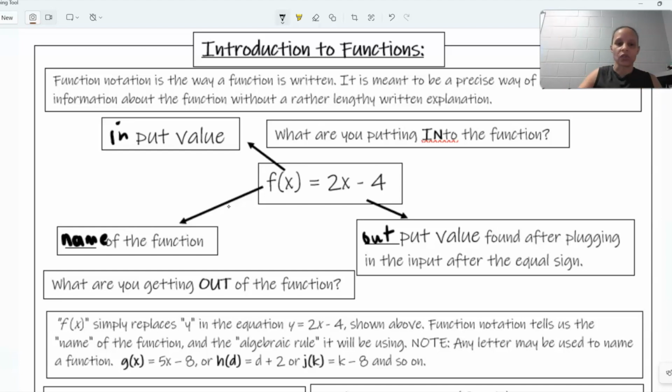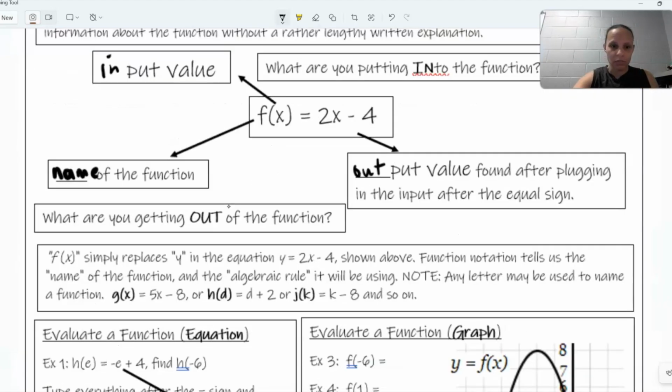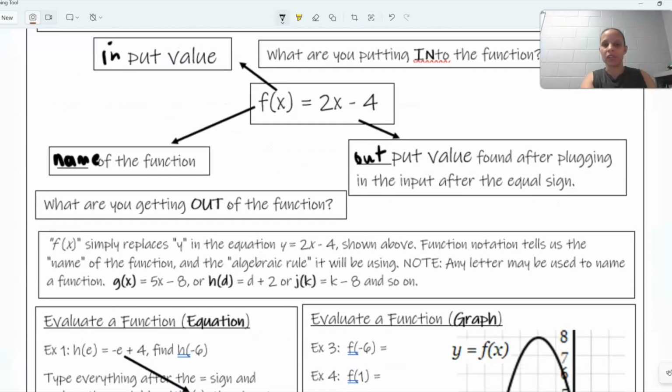All right, we're going to take a look at what that really means. F of x simply means replacing the y in the equation, so y equals 2x minus 4, as shown above. The function notation shows us the name of the function and the algebraic rule. So what am I going to do to this function? I'm going to multiply by 2 and subtract 4. Note, any letter may be used to name the function, such as g of x is 5x minus 8, or h of d, it doesn't even have to be x, or j of k, and so on.